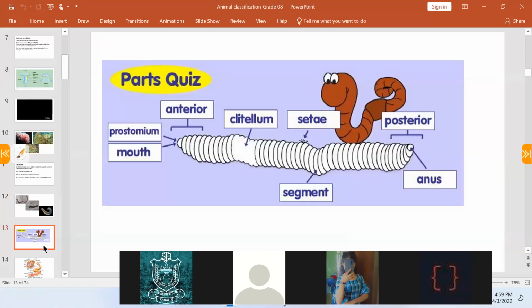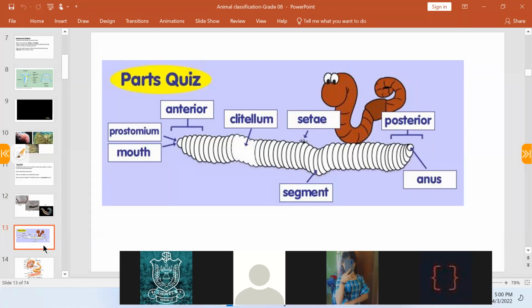This is a body part of an earthworm. Can you remember that I told you last week, Cnidarians have only one opening. Both mouth and anus are the same hole. But annelids have two holes. Anus and the mouth are separated.